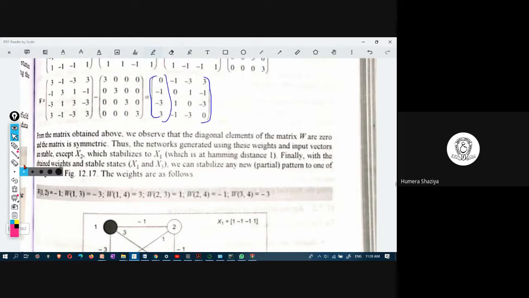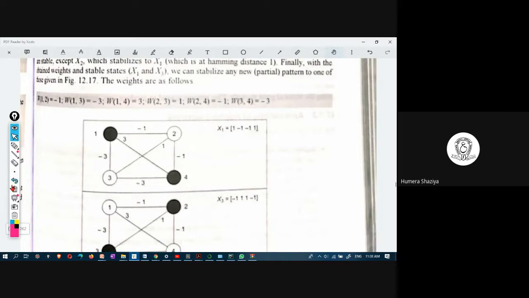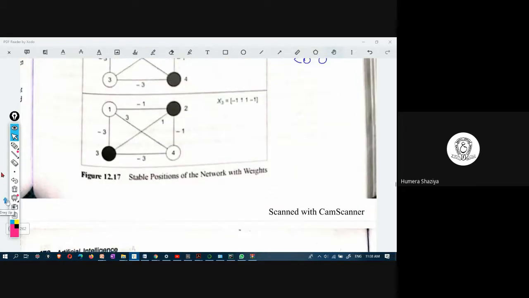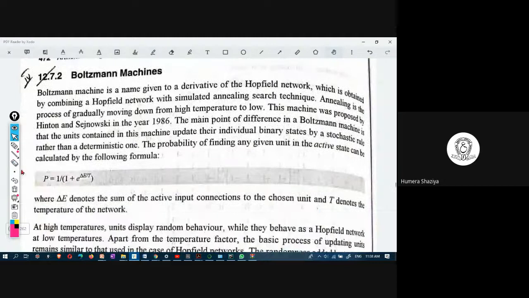Each vector in this matrix would represent one node, and based on the values, if it is greater than 0, it is active. Active means filled in. If it is less than 0, it is inactive, which means it is not filled in, it is unfilled. That is the Hopfield network. There is another network.